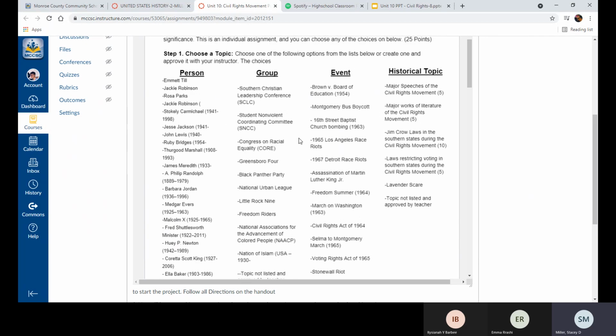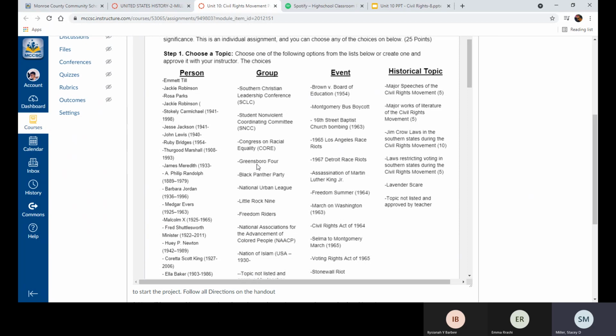Certain people like Emmett Till, Jackie Robinson. Jackie Robinson is really good for the discussion of breaking down the color barrier in baseball. But if you're more interested in football, or maybe you're not interested in sports and you're more interested in politics, you can pick whoever you want. If they're not on the list, all I ask is that you get a hold of me and ask, can I use this person? Nine and a half times out of ten I'm probably going to say yes, as long as they're involved in some way in progressing civil rights.